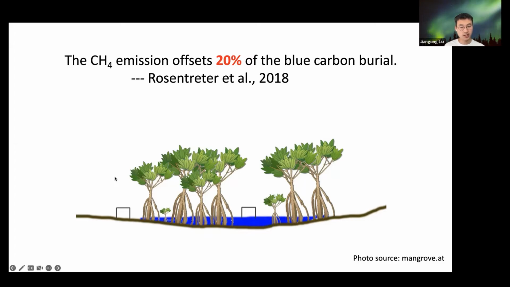And we don't really have a good data set for the inundation condition for global mangroves. So the authors assume that half the time the soil surface will be exposed to the air, and half the time it will be inundated.